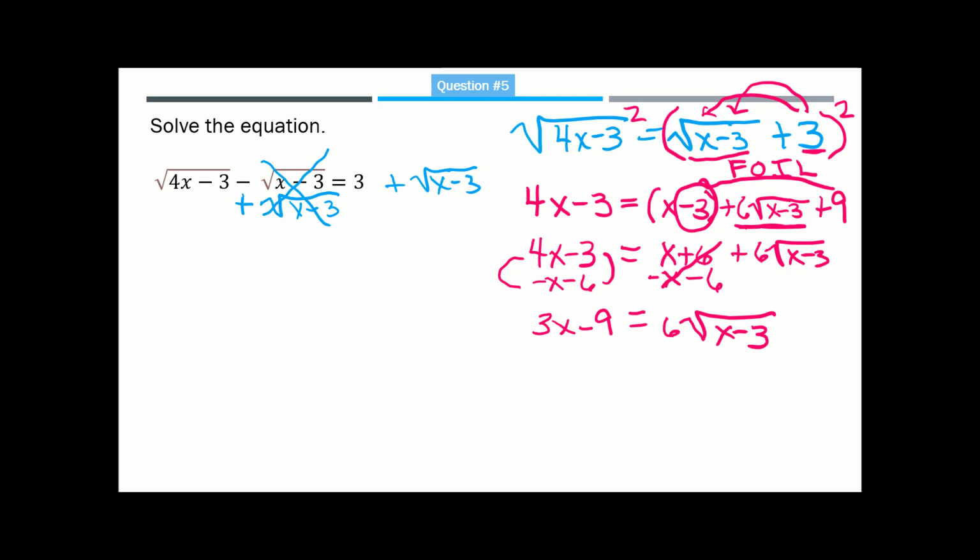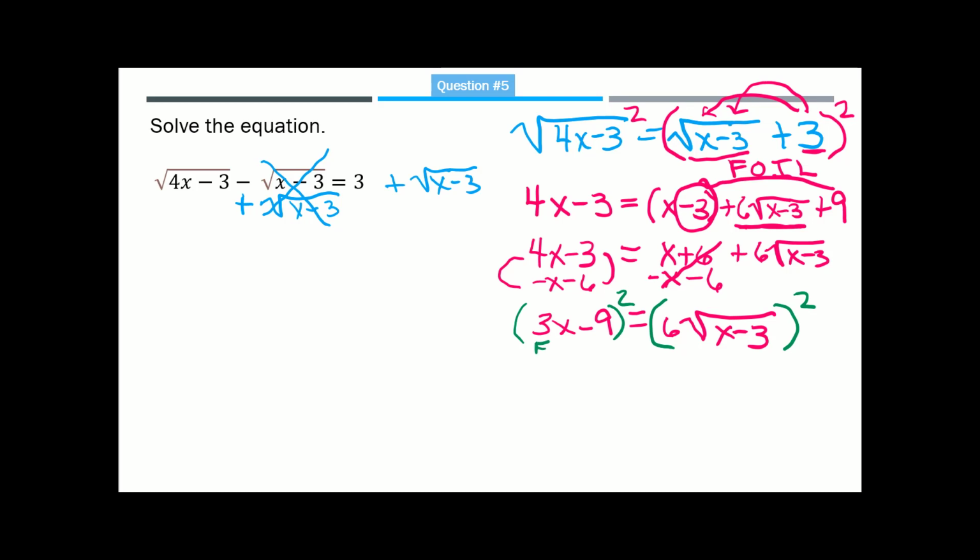Let me take a look at that for a minute and see if that looks correct. So I've got 3x minus 9, and I've got 6 times the square root of x minus 3. Now I have this radical over on the right, and it looks good, so I'm going to square both sides again one more time to get rid of that radical on the right. That's why I separated them. All right, so again, FOIL this out.